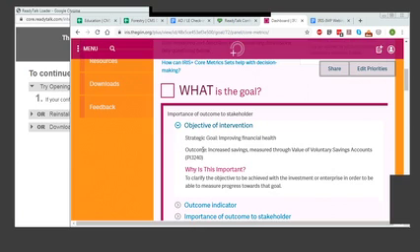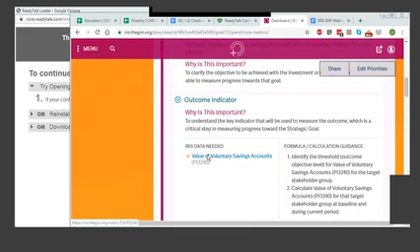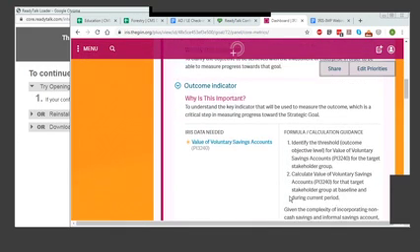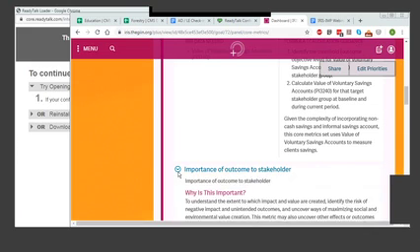So the outcome in this case is increased savings, and we're going to measure that through value of voluntary savings account, which is this specific IRIS indicator. So again, you see your outcome indicator there as well, which is a specific IRIS metric, and it tells you how to calculate it.